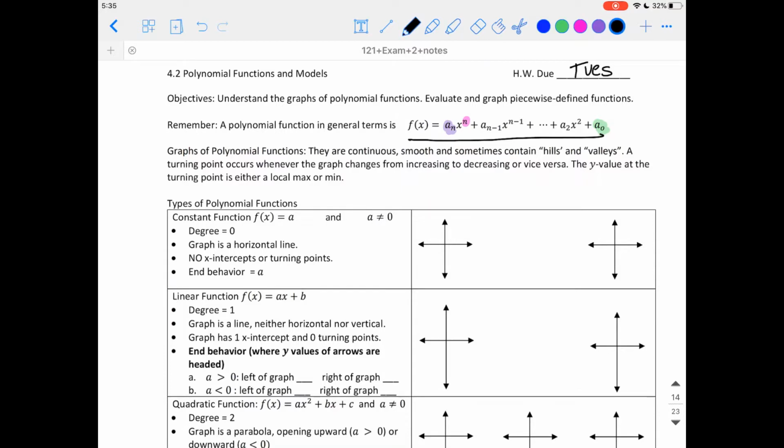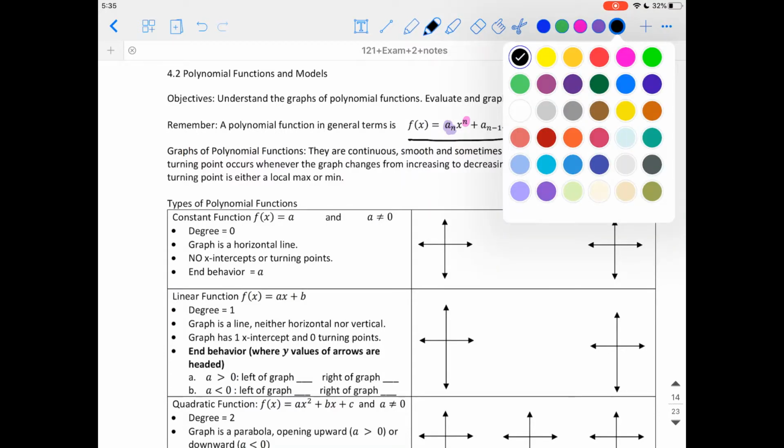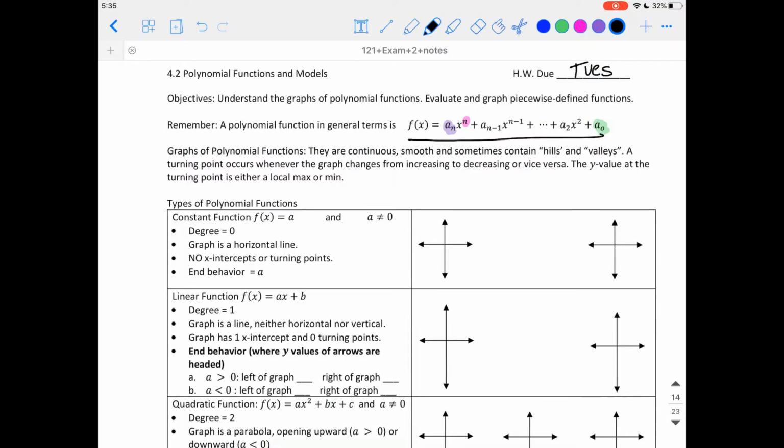So graphs of polynomial functions. They're continuous, so a reminder again. They're smooth and they sometimes contain hills and valleys. A turning point occurs whenever the graph changes from increasing to decreasing or vice versa. The y value at the turning point is either a local max or a min.